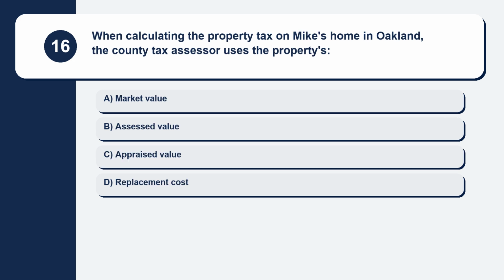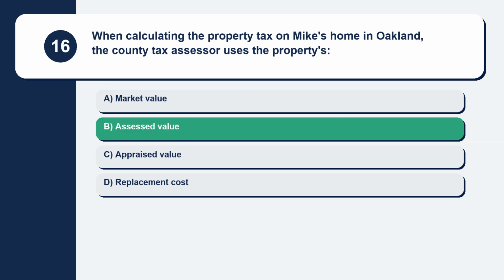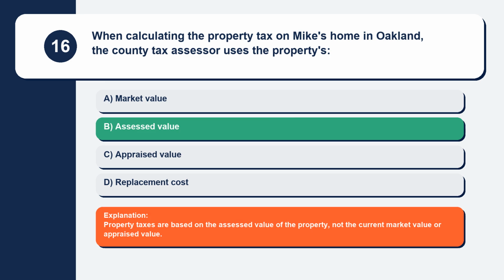Question 16. When calculating the property tax on Mike's home in Oakland, the county tax assessor uses the property's. Here are your options. Option A, market value. Option B, assessed value. Option C, appraised value. Option D, replacement cost. The correct answer is option B, assessed value. Explanation: property taxes are based on the assessed value of the property, not the current market value or appraised value.